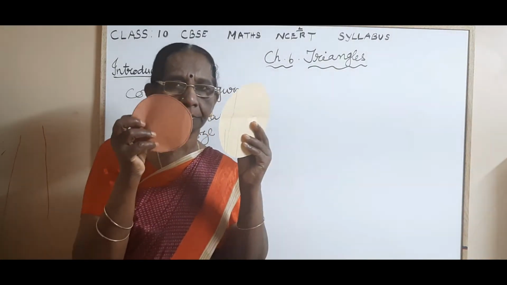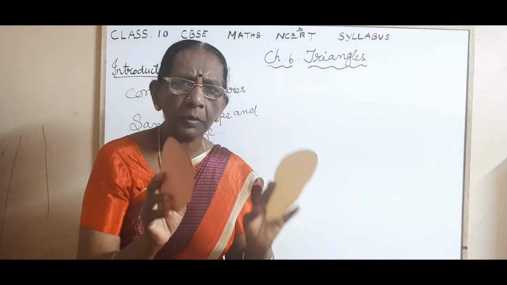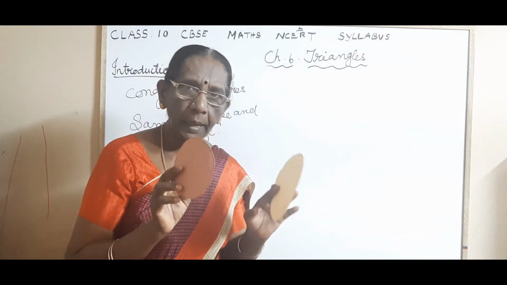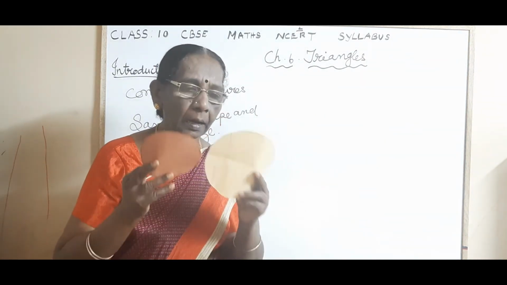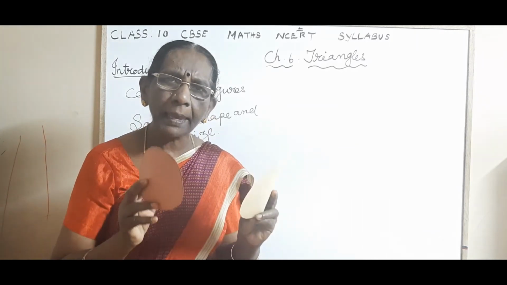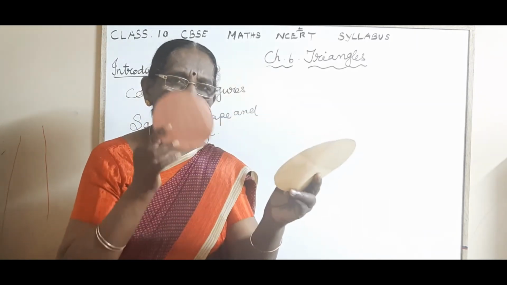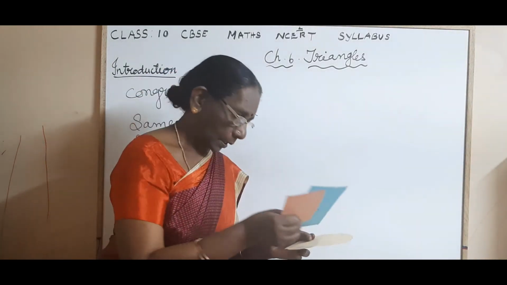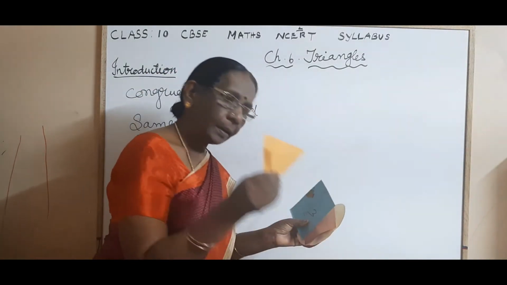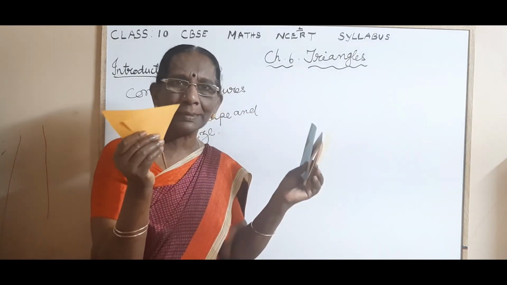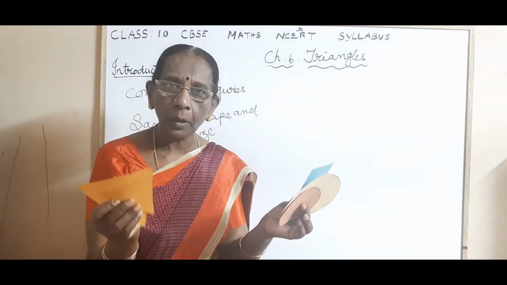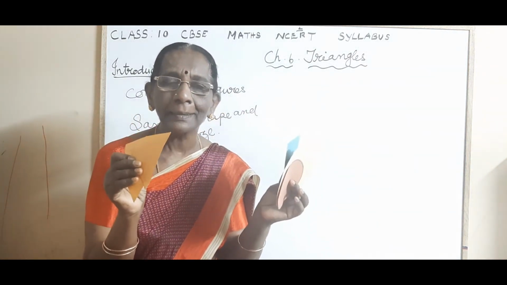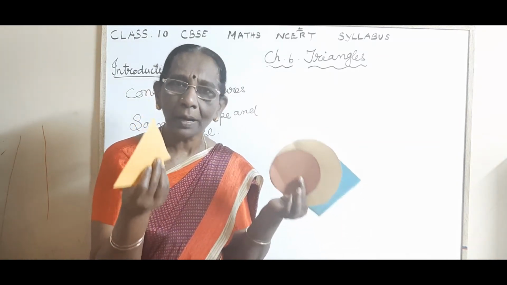Isn't it, children? So what do you observe from these things? They have the same shape. Circle, circle. Square, square. Equilateral triangle, equilateral triangle. They have the same shape. But what is the difference? They do not have the same size.